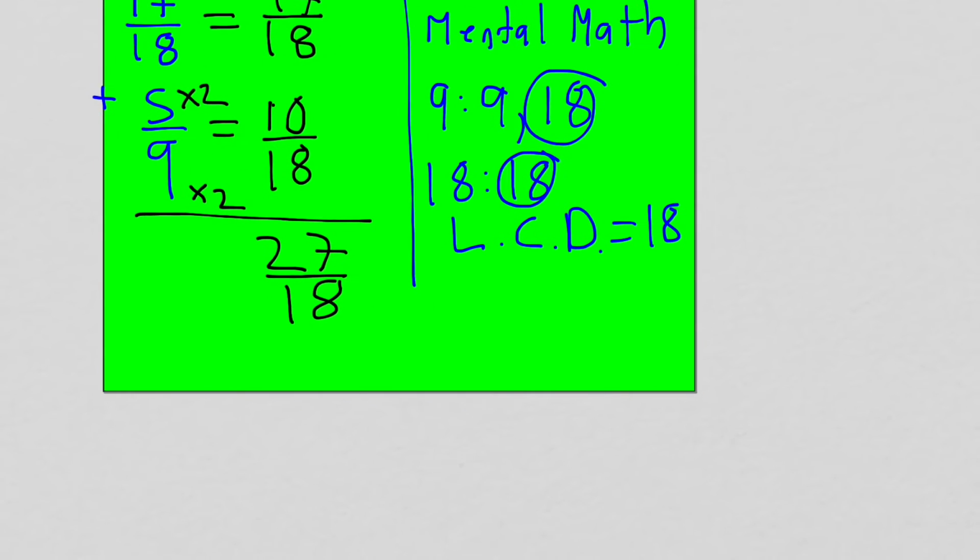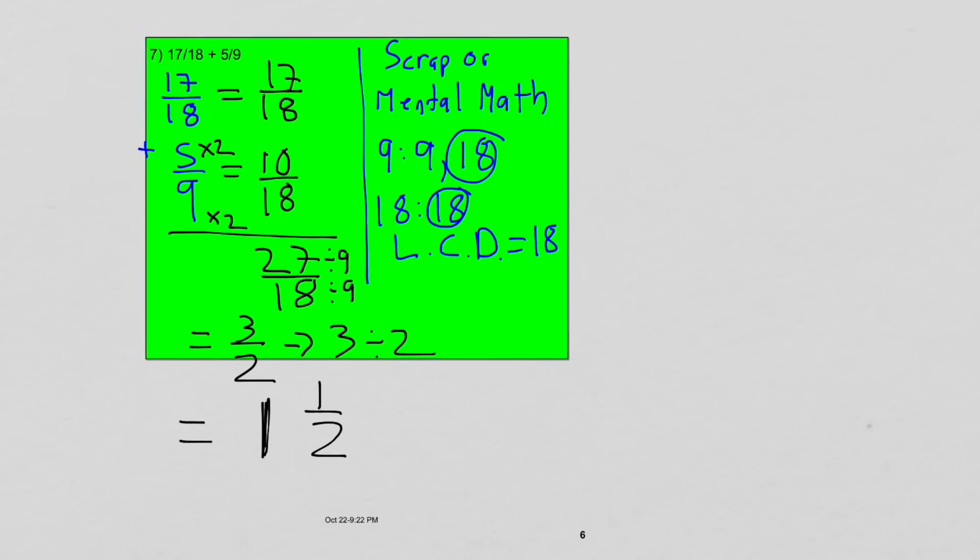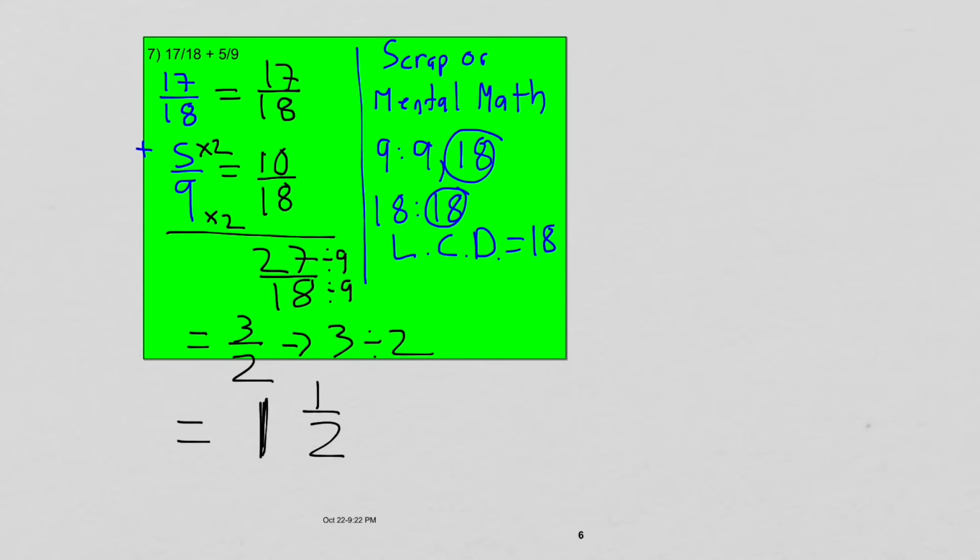Now, we don't want to leave that as an improper fraction, and we actually want to reduce it first. So I'm going to reduce this fraction by dividing the numerator and denominator by 9. And I'm going to get 3 over 2. And then recognize that this means 3 divided by 2. So how many groups of 2 fit inside 3? 1 whole, with a remainder 1 out of 2. So there's your fraction in lowest terms, 1 and 1/2.